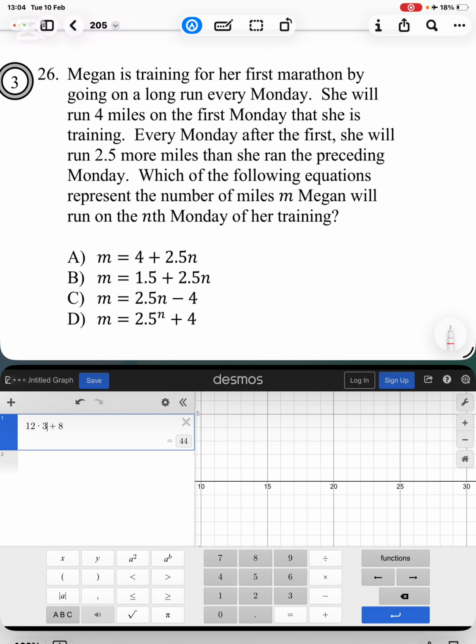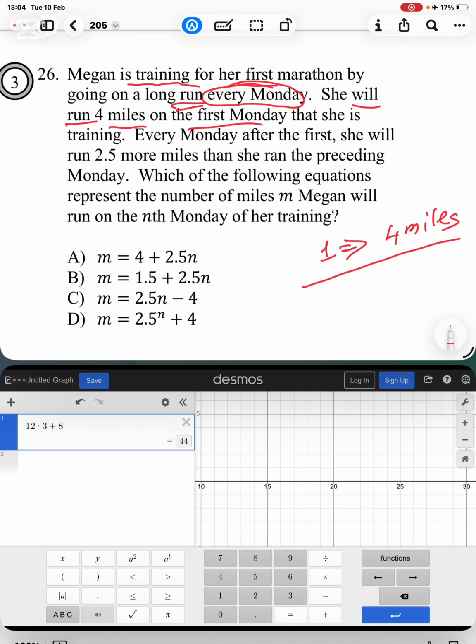So, in this SAT question, we are given what? We are given this person who is training for the first marathon by going on a long run every Monday. So every Monday, this person goes for a run, right? Then she will run 4 miles on the first Monday. On the first Monday, she will run 4 miles, right? Just write them down like this.